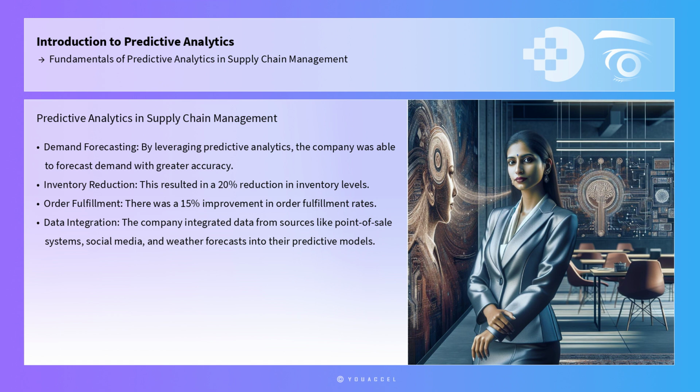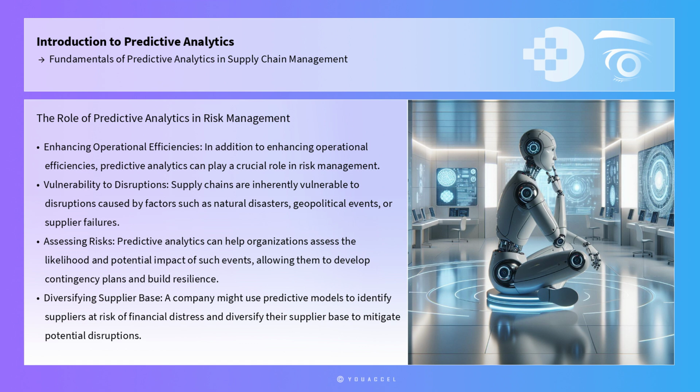supply chain operations. In addition to enhancing operational efficiencies, predictive analytics can also play a crucial role in risk management. Supply chains are inherently vulnerable to disruptions caused by factors such as natural disasters, geopolitical events, or supplier failures. Predictive analytics can help organizations assess the likelihood and potential impact of such events, allowing them to develop contingency plans and build resilience. For example, a company might use predictive models to identify suppliers at risk of financial distress and diversify their supplier base to mitigate potential disruptions.